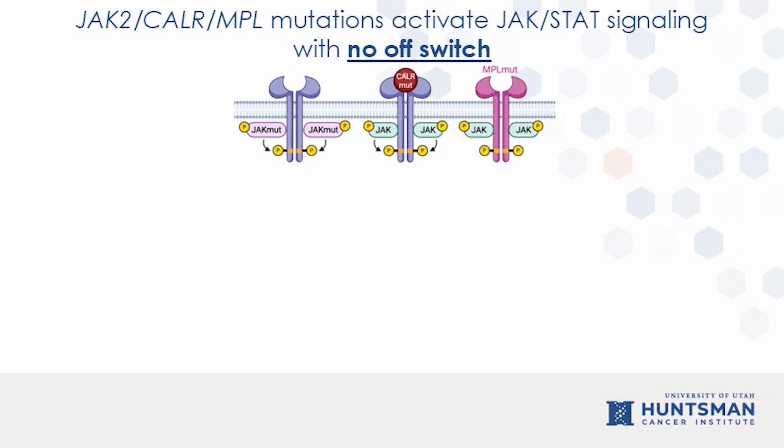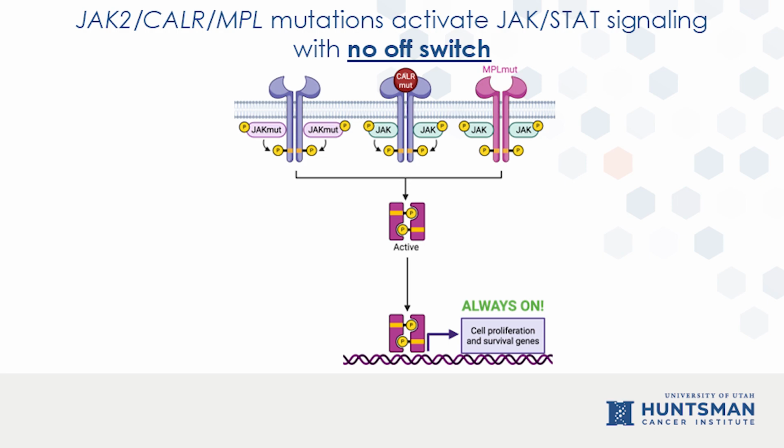And then MPL mutations themselves are just active all the time. So they don't need anything to bind to tell it to be active. And so in each case, you have what's called constitutive activation, always on. Constitutive is always on. And so when this is always on, you have this pathway of STAT binding to DNA, telling the cell to grow and proliferate all the time. You never have an off signal. And that's how these cells myeloproliferate or overproliferate, and we have too many of them.